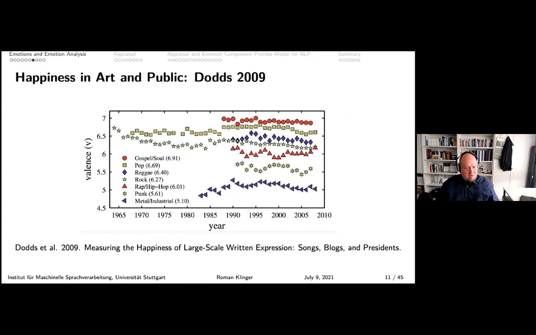We were not the only people who did something like this. Dodds, for instance, looked into valence of song texts, and they found that gospel and soul is very positive, while metal and industrial music is not so much. And actually over time the change is not too significant.